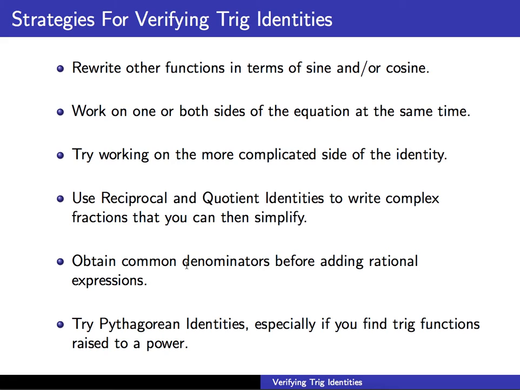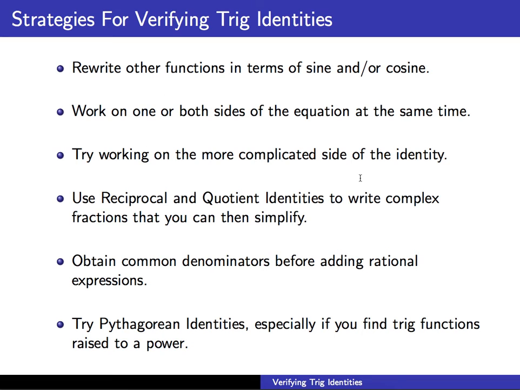All right, so some strategies for verifying trig identities. First, try to rewrite the other functions in terms of sine and or cosine using your quotient identities and reciprocal identities. This will help to narrow it down from many trig functions to, at most, only 2. Also, try working on both sides of the equation at the same time, or you can work on just one side. The idea is that you get the two sides equal to the same thing, so you've shown that they're equal to each other.